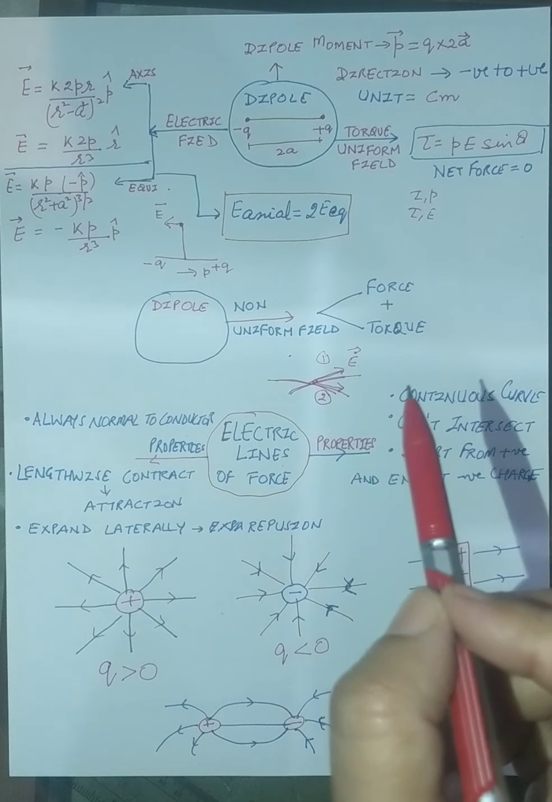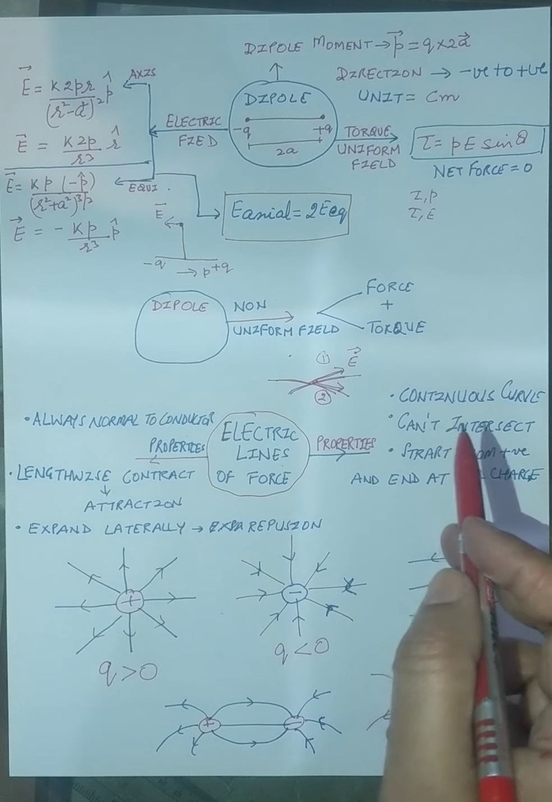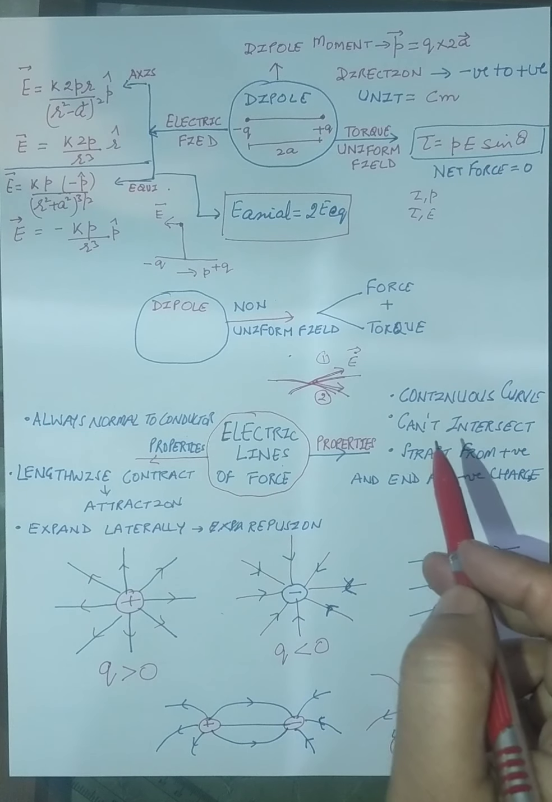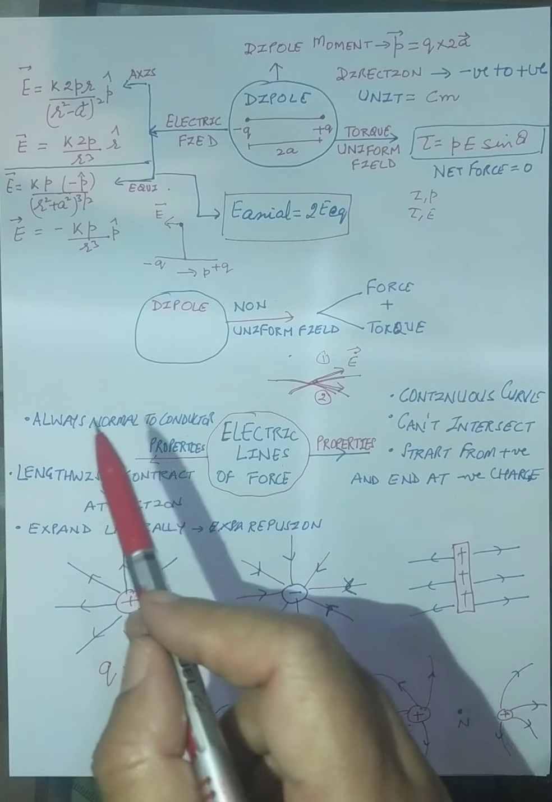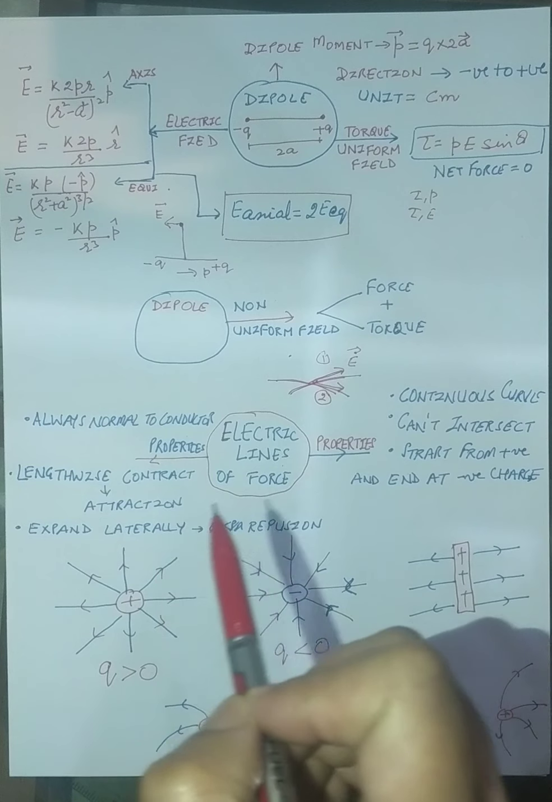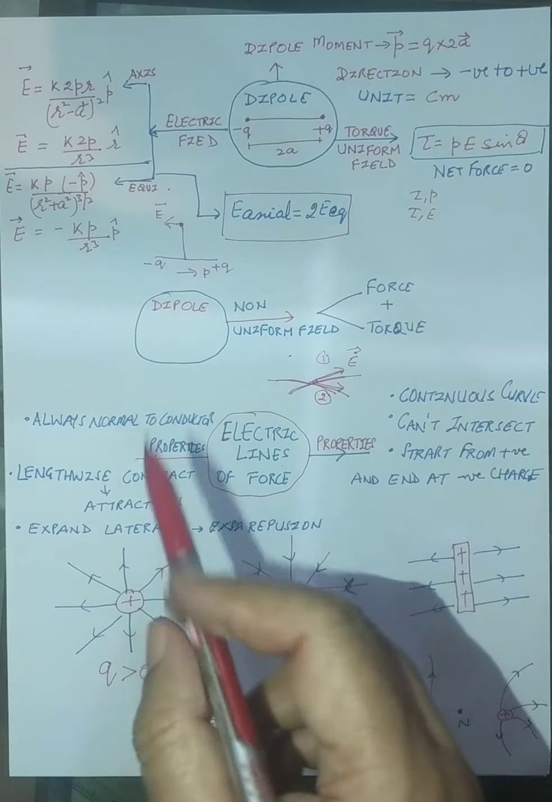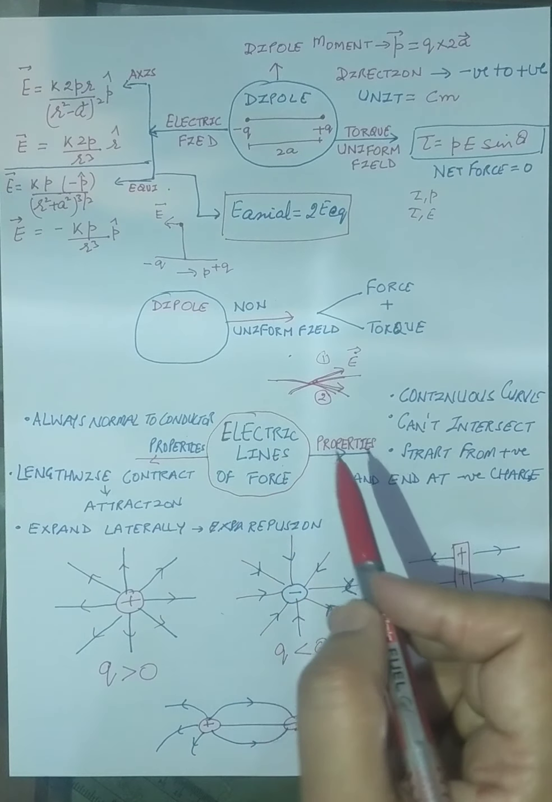That is, they are continuous curves without any break. Two lines of force cannot intersect each other. They start from positive charge and terminate at negative charge. They are always normal to the conductor. They contract lengthwise and they expand laterally. On these properties, children, one markers can be asked.